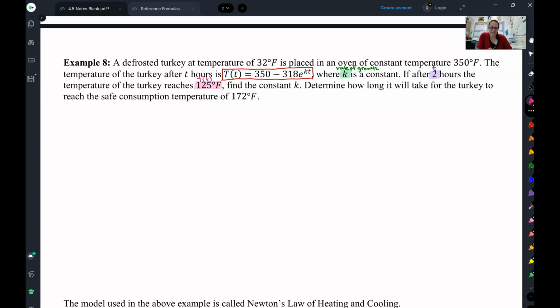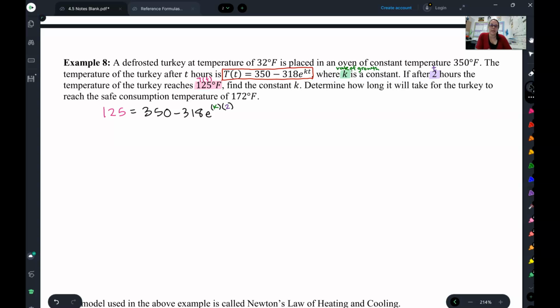Find the constant K. So that's the first thing I'm going to do, is plug in t and T of t and find K. I'm just going to ignore the last sentence because I can only do one thing at a time. If I try to read it all, I get overwhelmed. So let's plug in what we know and just solve for K first. That's my T of t. I do not know what my K is. That's what I'm trying to find. And my t is 2 hours.